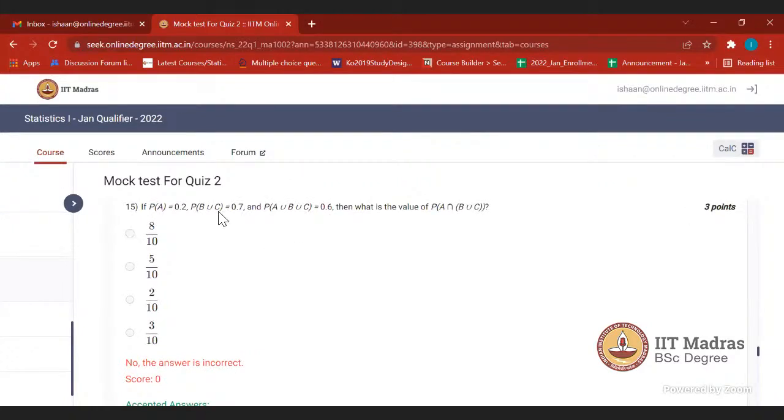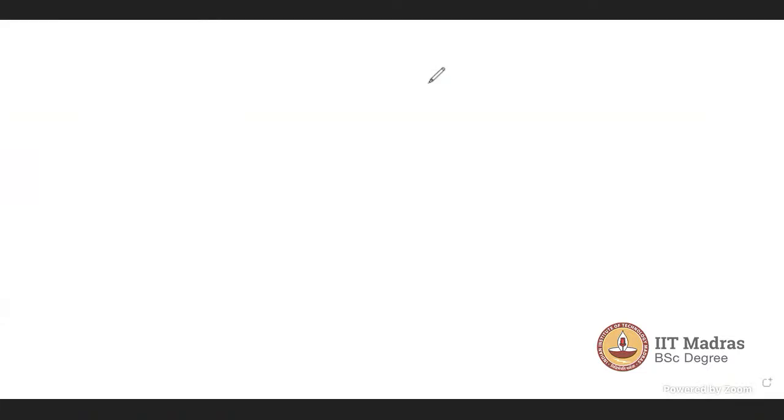Can I approach this question like this, A union B union C minus B union C? That will give the remaining part of A, which will be disjoint from B union C, and we have given PA, so we can subtract that, PA minus 0.1. Let me draw. This is event A. This is event B. This is event C, let's say.